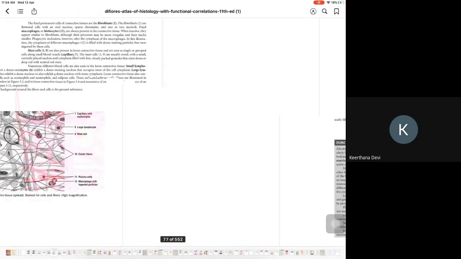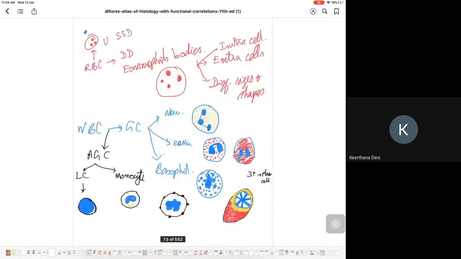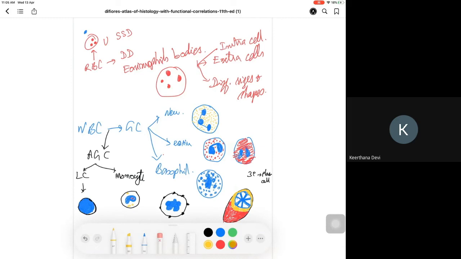Mast cell I have not covered, isn't it? Mast cell, yes, we'll put that also. Mast cell is again a round cell with very granular cytoplasm. The nucleus is only in the center, a round to oval nucleus in the center, and it will have very granular cytoplasm. And the color of the granularity is very, very important. It's one of the materials that gives a metachromatic character.